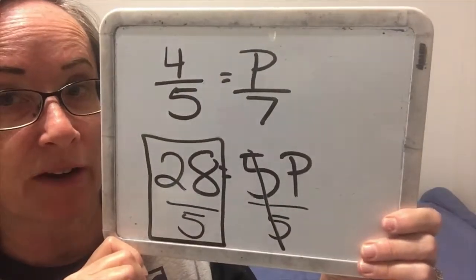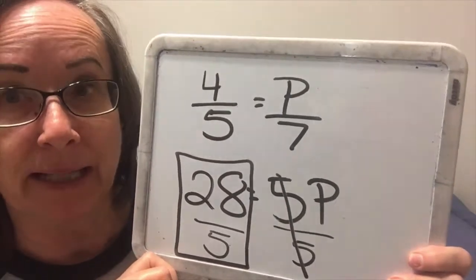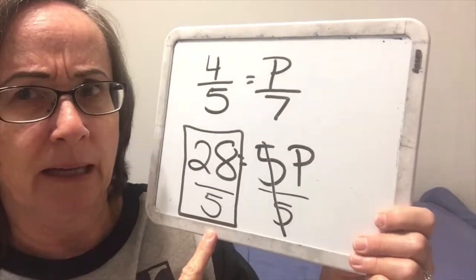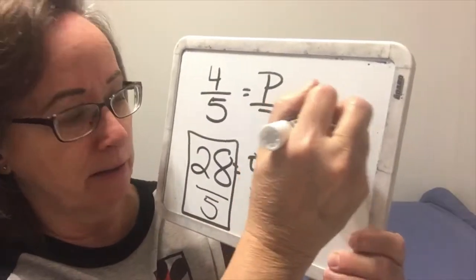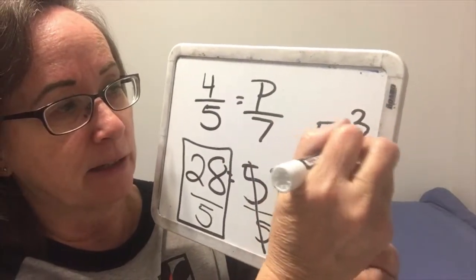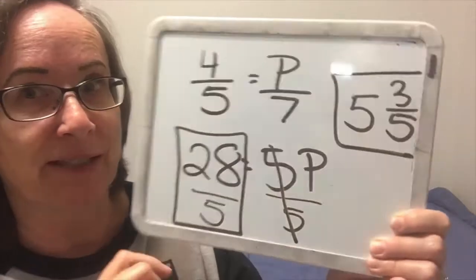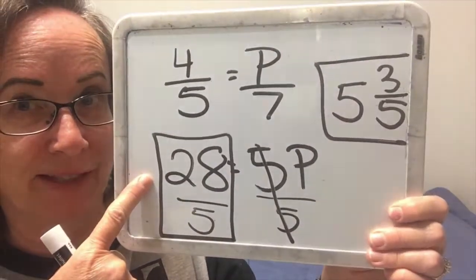Now 28 over 5 does not simplify, but we can turn it into a mixed number. What would it be as a mixed number? 28 divided by 5 is 5. That gives me 25 with 3/5 left over. So 5 3/5 would be the answer, or we could leave it 28/5.